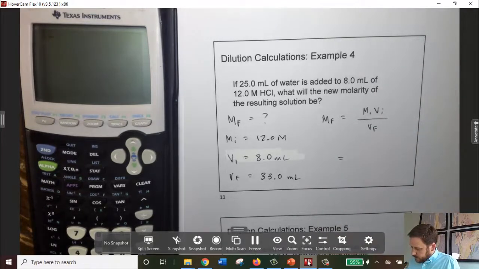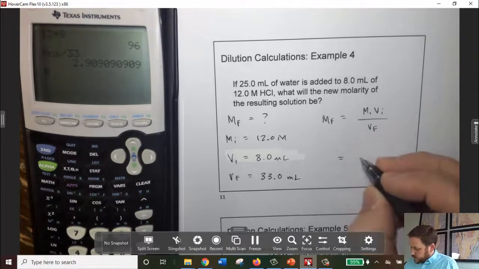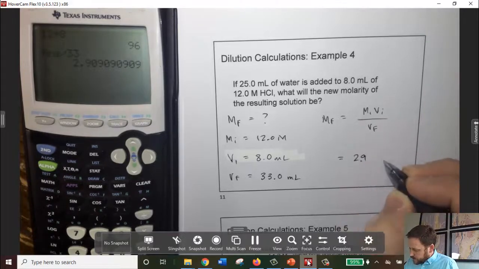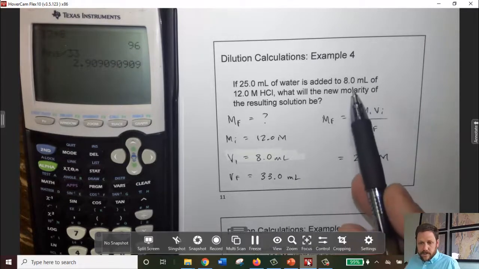Initial molarity is 12 molar, initial volume is 8. And again, notice that I'm using volumes in milliliters. That's okay, as long as I'm consistent. When I divide by the final volume, which is 33, not 25, I get a final molarity of 2.91 if I'm using 3 significant figures, or 2.9 molar if I'm restricted to just 2 significant figures.